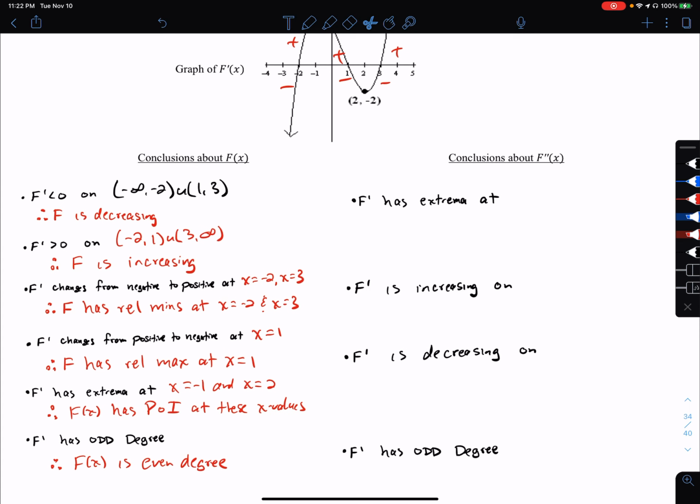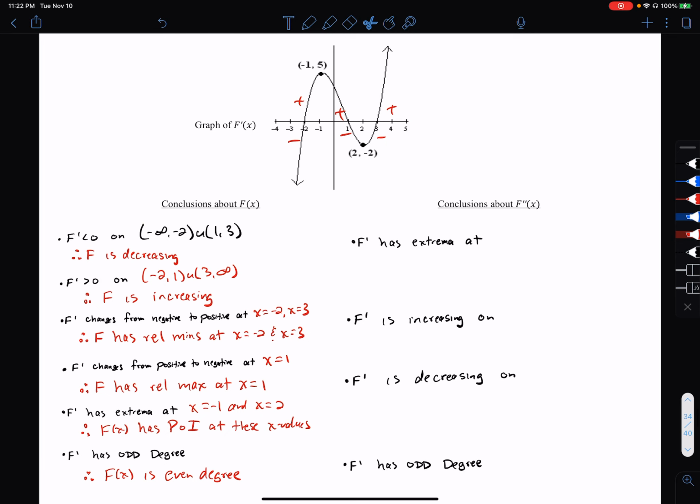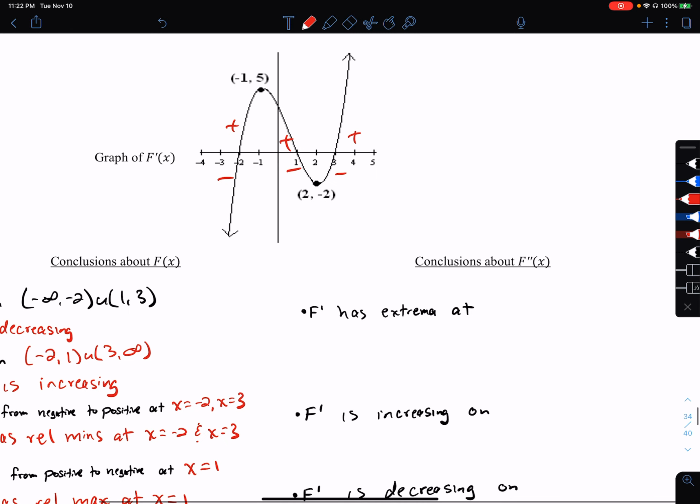Okay, what about f double prime? Well, f prime had extrema, we said at x equals negative 1 and x equals 2. What conclusions can we make about the second derivative? Well, the second derivative is going to equal 0 at these x values.